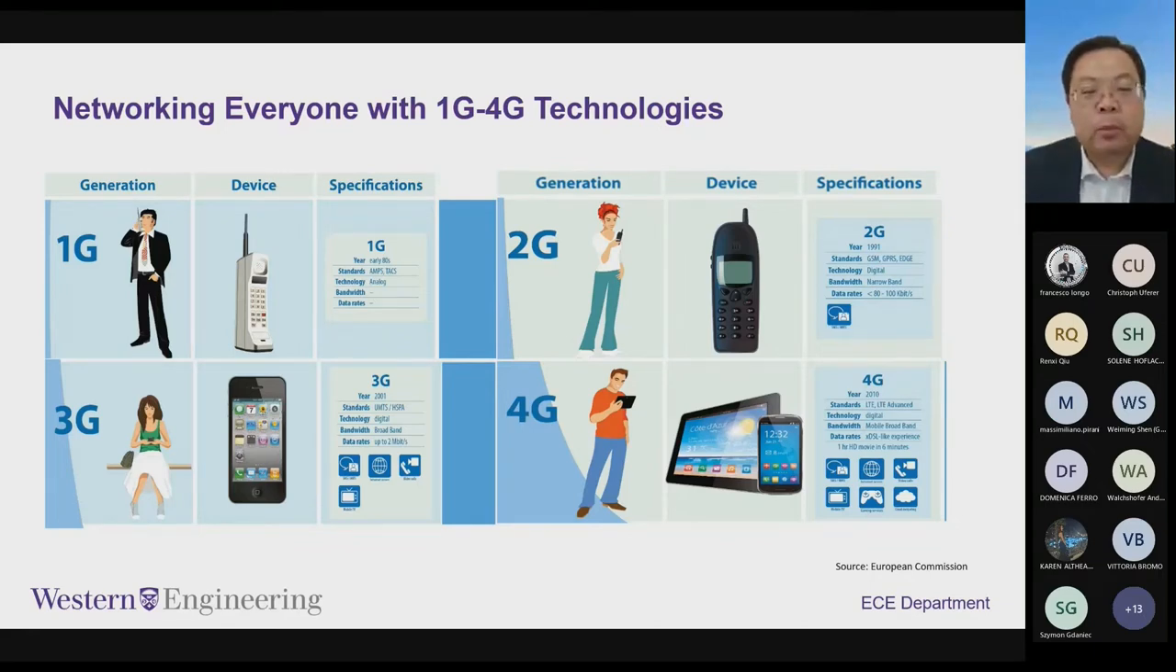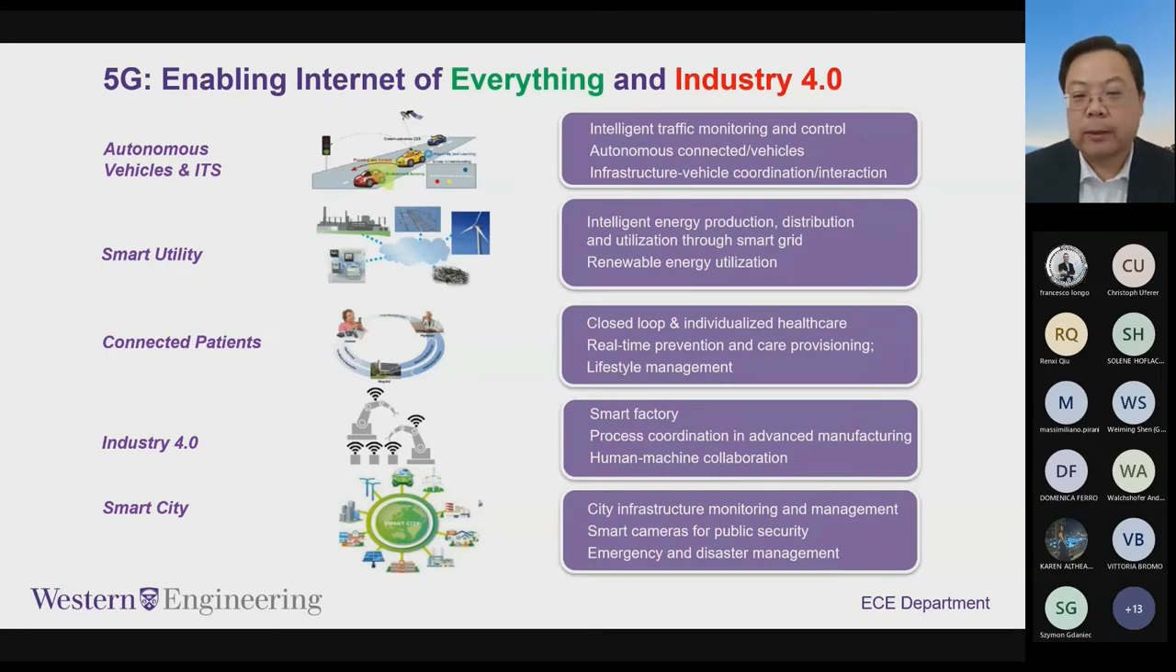Now, as we are moving to 5G, one important element is machine communication. We want to enable the Internet of Everything, which is the mix of human and machines, and particularly empower large scale industry applications by enabling massive machine communications. Here we listed a few examples, for example, autonomous vehicles, intelligent transportation systems, smart factory and Industry 4.0. In Industry 4.0, one of the main purposes is to achieve industry process control and management by large scale information gathering, analysis and control.